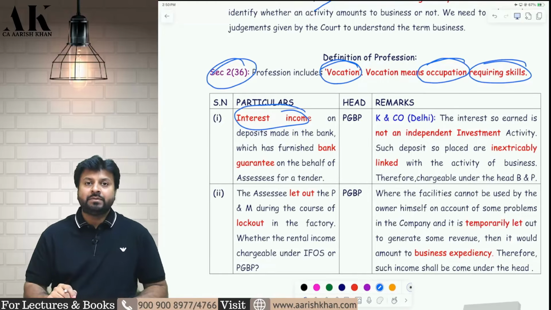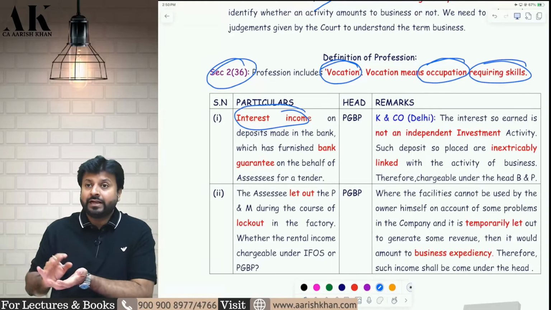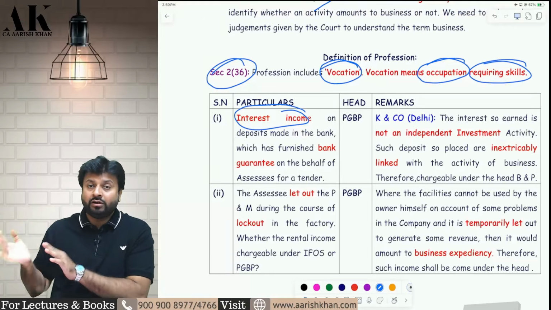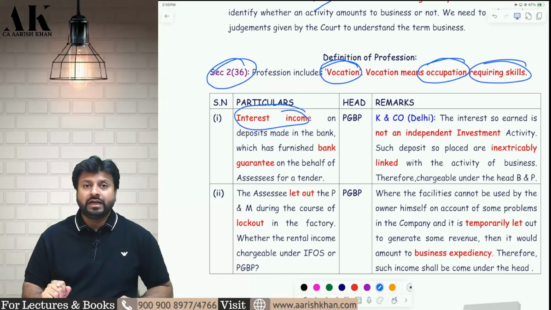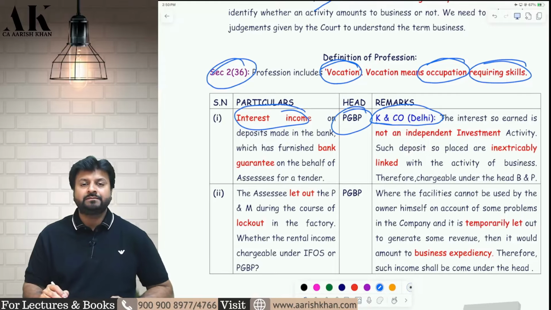In this case, for example, to get a contract, you have given a bank guarantee, and for making that bank guarantee, you have made a fixed deposit in the bank. So you have done all these things ultimately to get a business contract. And therefore, earning of interest over here is not an objective. The objective is to get a business contract. Therefore, this interest income will be classified under what? Business and profession, as per the Delhi High Court judgment of K&N Company.